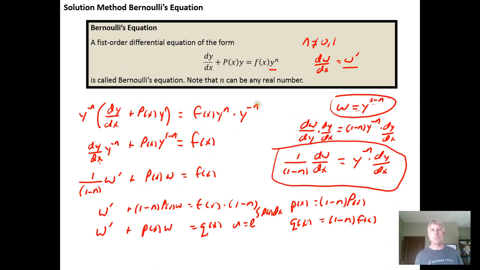We're going to multiply both sides by y to the negative n, and then we're going to make a substitution here, w equals y to the 1 minus n, and the idea is to linearize the differential equation. We're trying to take a nonlinear first order ordinary differential equation and rewrite it via a substitution as a first order linear differential equation which we can solve using an integrating factor.